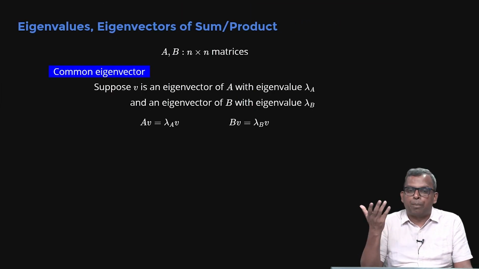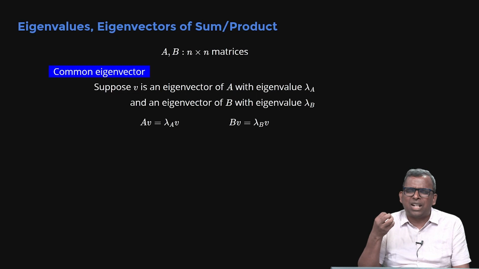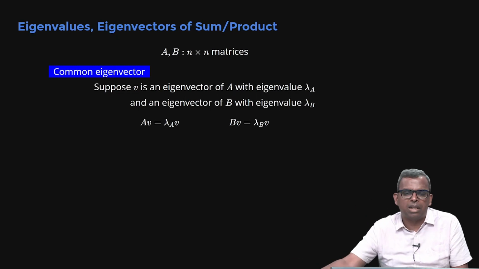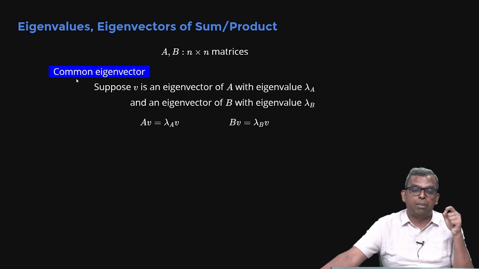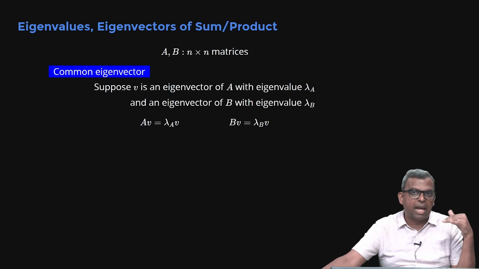Let's move on to sum and product. For sum and product you can say precious little, only under the condition of a common eigenvector. So this is an important thing to remember. Supposing you have two matrices A, B which are n cross n, and supposing A and B share a common eigenvector, what does that mean? There is a vector which is invariant under both A and B. Under both A and B it doesn't vary.